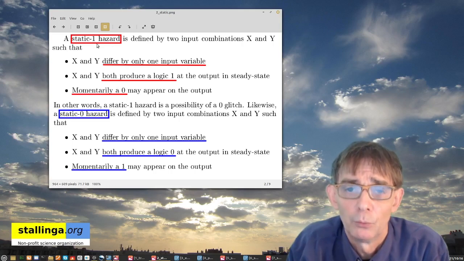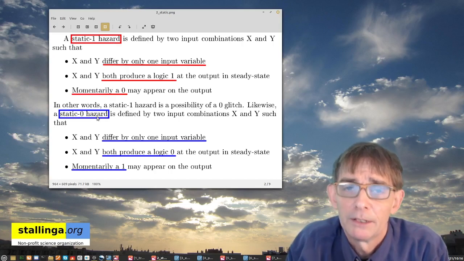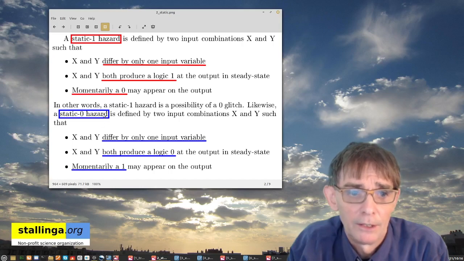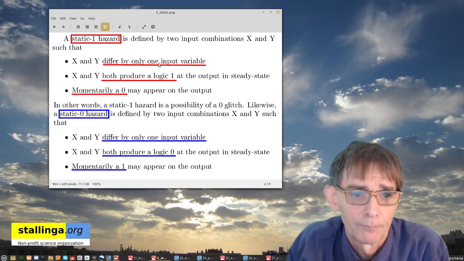Now the same thing you can also do with a product of sums approach, which then has a static 0 hazard, as you will see. Well, that is to say, I will today only talk about the static 1 hazard in sum of products circuits. I will not talk about the other one. But the same thing you can have with the product of sums implementation of your logic circuit, and then it also can have a hazard, meaning it can have static 0 glitches.